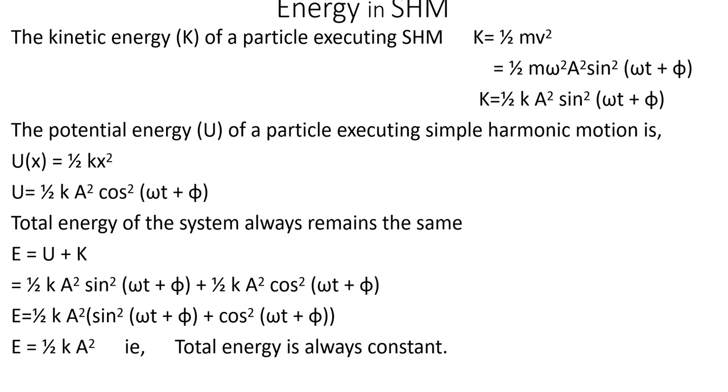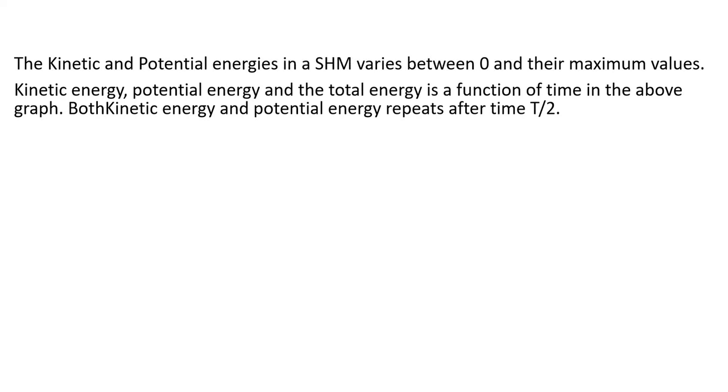So k is constant. K means the force constant, that is for a given system it is constant, and amplitude A also will be constant for a given particle which is executing simple harmonic motion. So we can say that total energy is always constant. Okay. So the kinetic and potential energy in a simple harmonic motion vary between 0 and their maximum value.